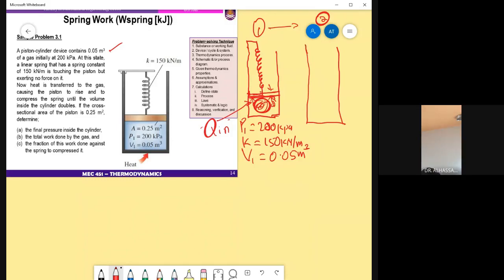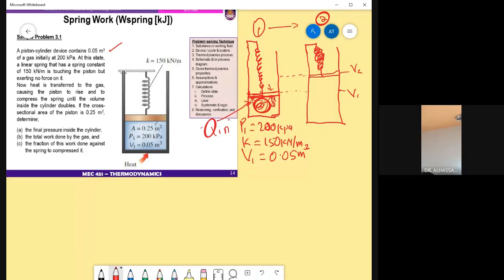Okay, so we have a situation like this. So now there is tension in the spring. The piston has been displaced through a certain distance. So the initial displacement is this, and this is the final displacement. You can say the initial volume is V1, and then the final volume, V2, is given by this.